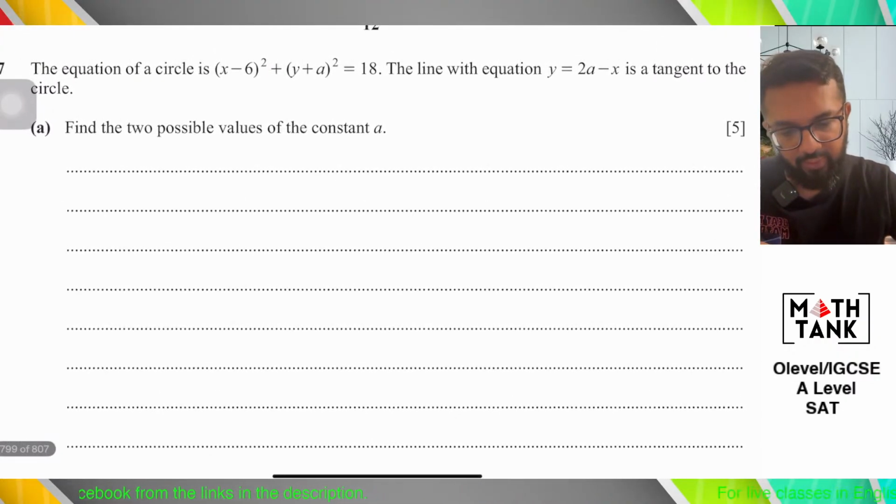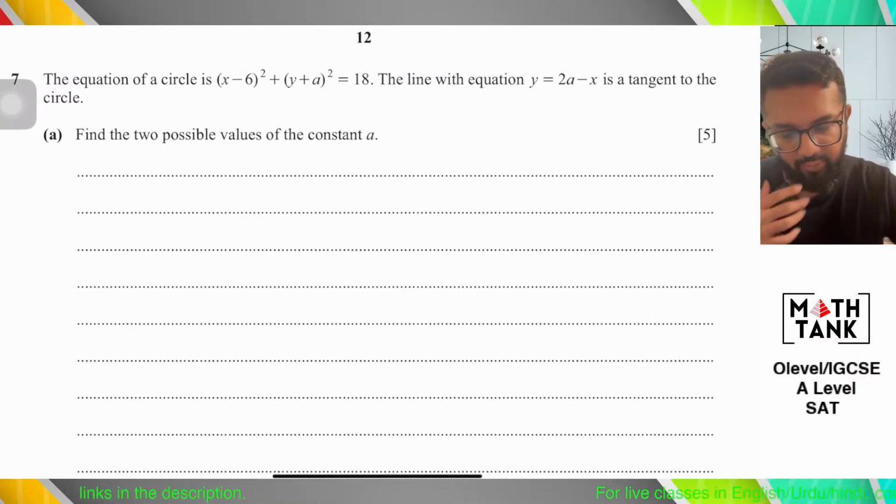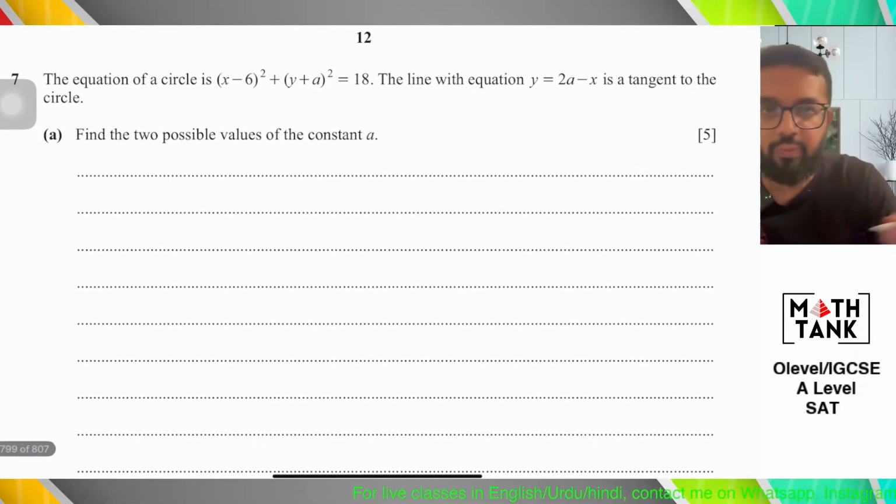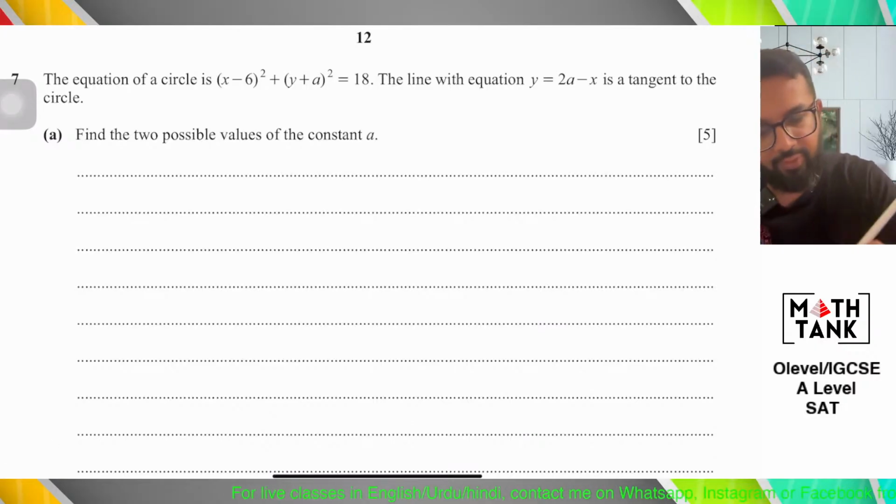The line of symmetry equation. This is a tangent to the circle. Find the two possible values of A. So I solve this simultaneously. B square minus 4AC should be equal to 0 then.